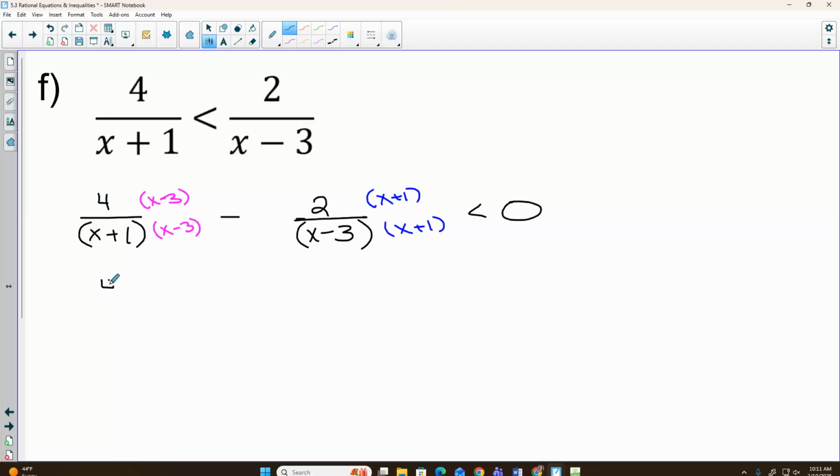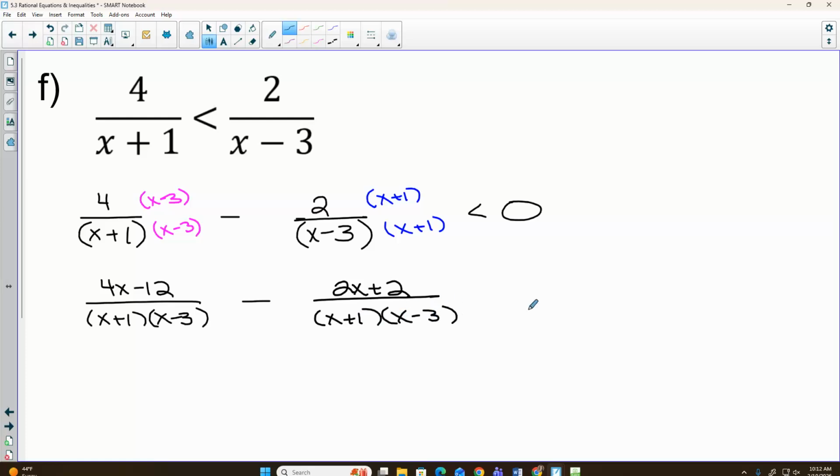The top, if I multiply that out, I get 4x minus 12. I'm going to leave my denominator as just x plus 1 times x minus 3. Second one, if I distribute my 2, so 2x plus 2. All right, if we're going to subtract, let's change this to a plus and run our negative through, and combine like terms. So 4x minus 2x is 2x, negative 12 minus 2 is negative 14.